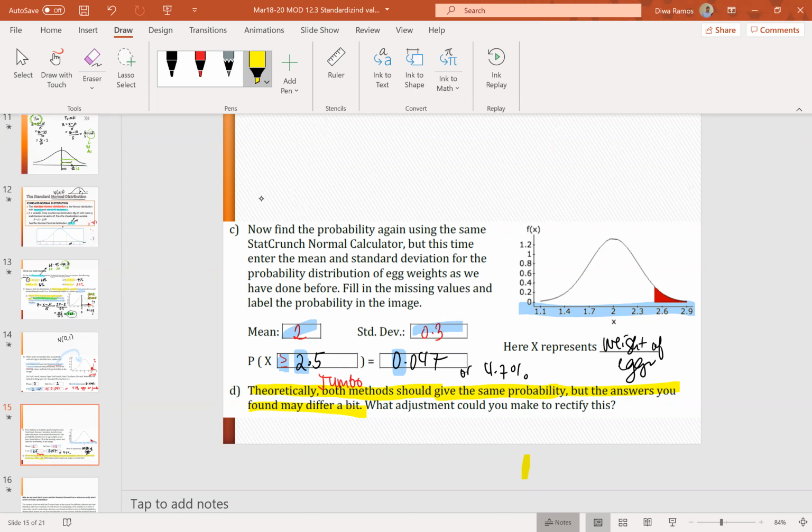What adjustments could you make to rectify this situation? Usually, one of the things we could do is try to round off as many decimal places as you can. So rounding off errors, we want to minimize round off errors.